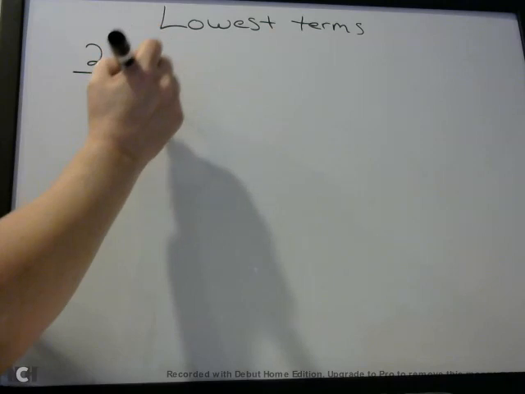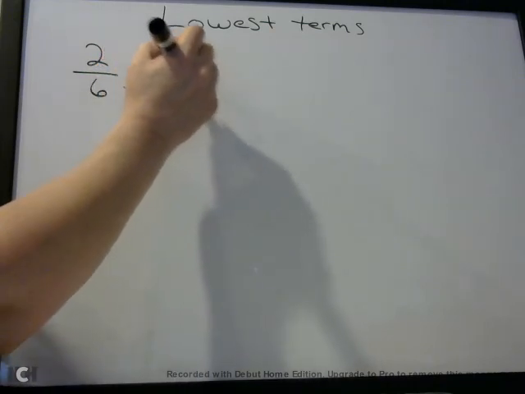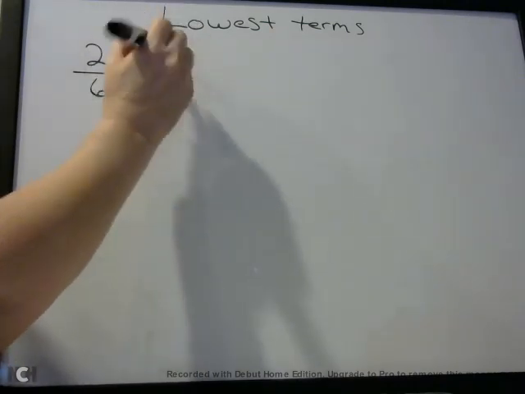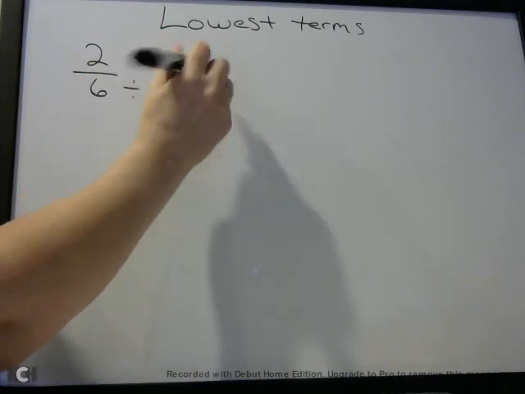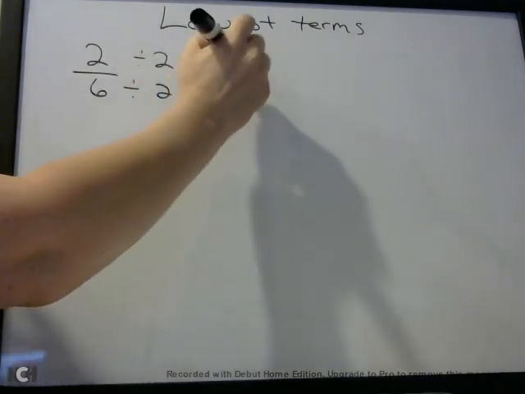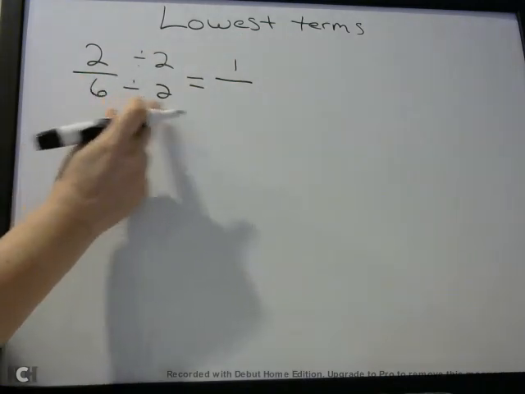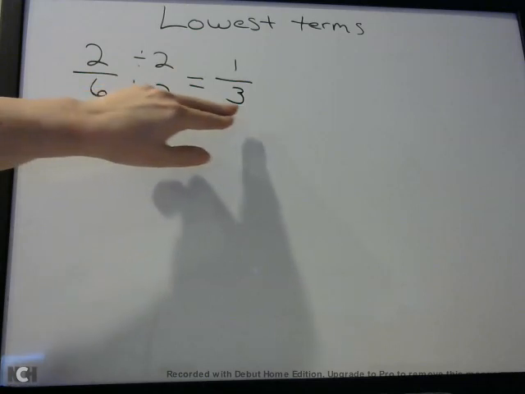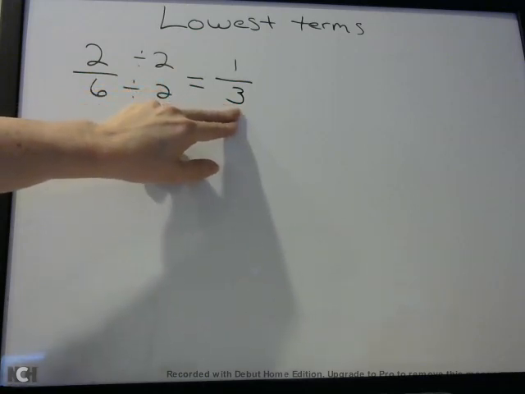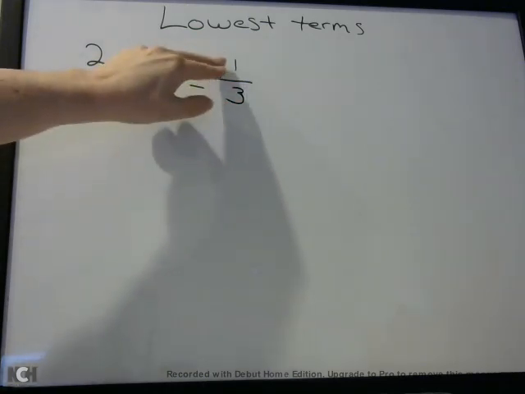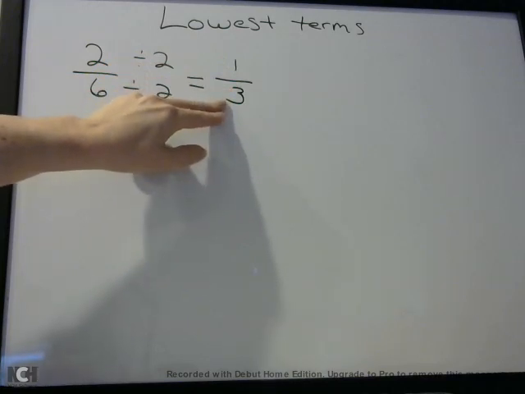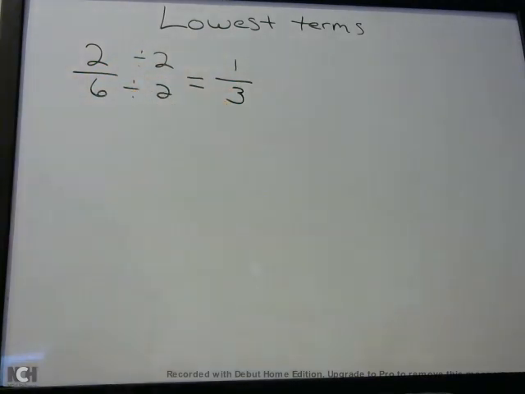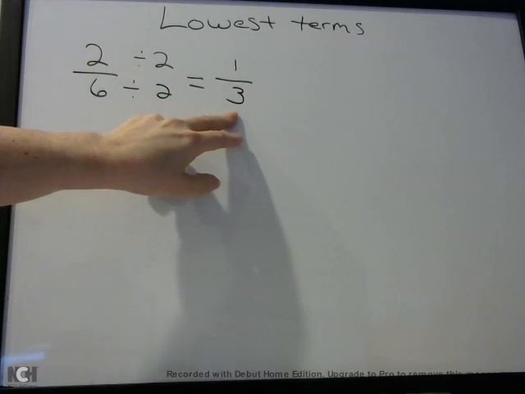So if we divide the numerator by 2 and divide the denominator by 2, what we get is 2 divided by 2 is 1, 6 divided by 2 is 3. So 2/6 in lowest terms is 1/3, because now you have 1 and 3. Those numbers cannot be divided by the same number evenly, aside from 1, and 1 doesn't count. So this fraction is in lowest terms.